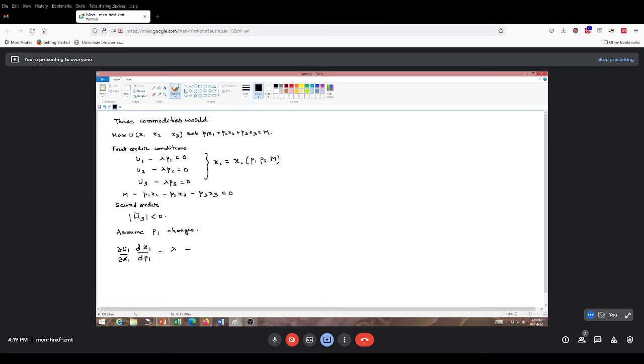Third is, lambda itself is a variable. So that means when dp1 changes, d lambda will change. So when price changes, remember, lambda also is a function of prices and income. So when p1 changes, lambda will also change. So now we hold p1 to be constant, and this is equal to 0.